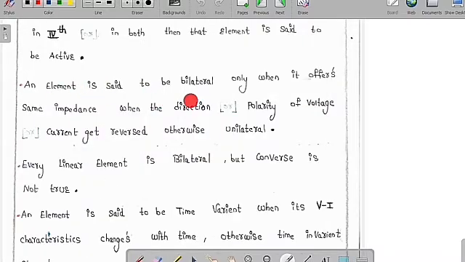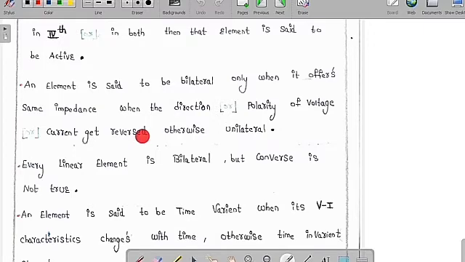An element is said to be bilateral only when it offers the same impedance when the direction or polarity of voltage or current is reversed, otherwise unilateral. Suppose you reverse the voltage, then the impedance of the circuit should remain the same even if you change the polarity of the voltage or current. If it is not the same, it is not a bilateral element, or simply a unilateral element.